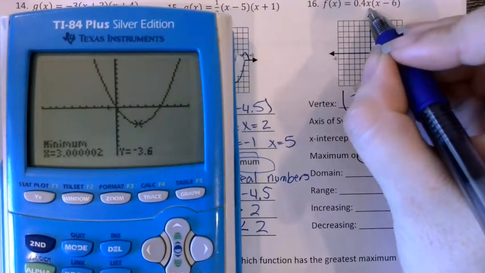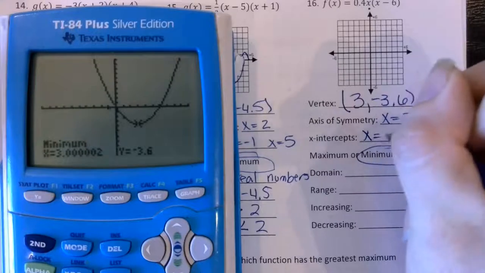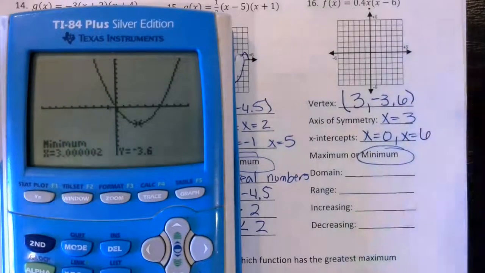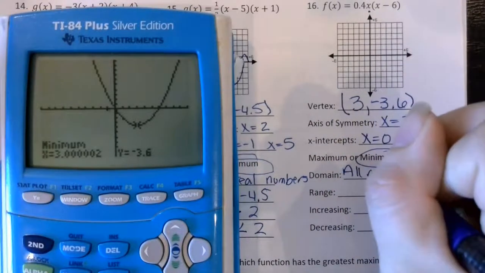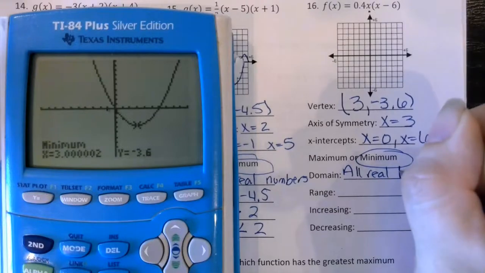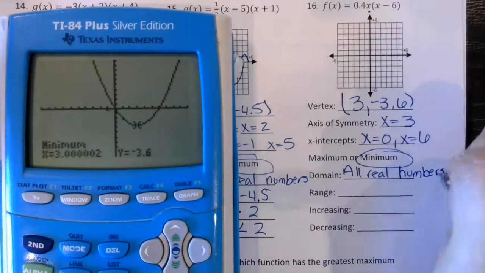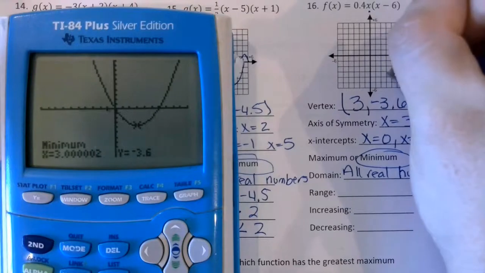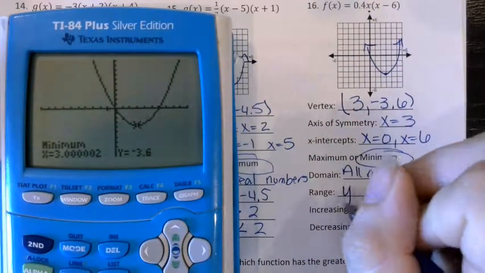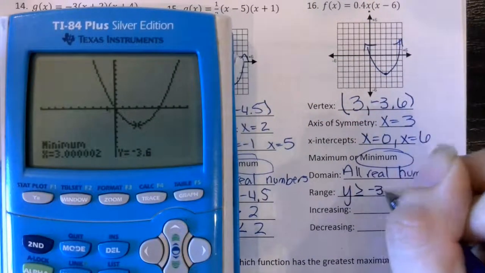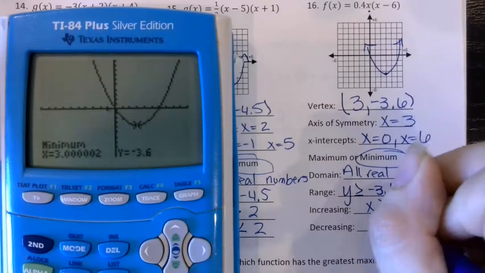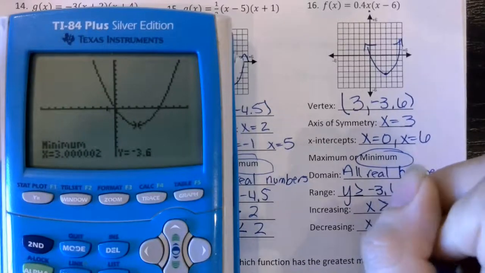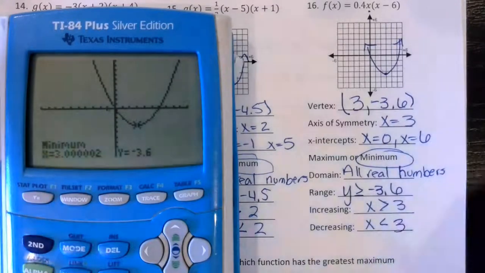Notice how this one doesn't have anything with it. That means one of my intercepts is x equals 0, and the other one is x equals 6, because I take the opposite side from here. Domain is all real numbers. Range is y is greater than or equal to negative 3.6. It's increasing on the right side, so x is greater than 3, and it's decreasing on the left side, x is less than 3.